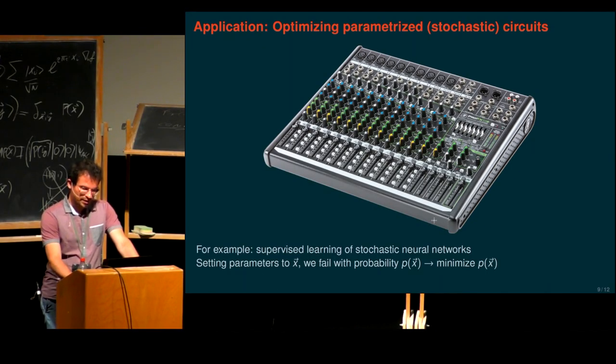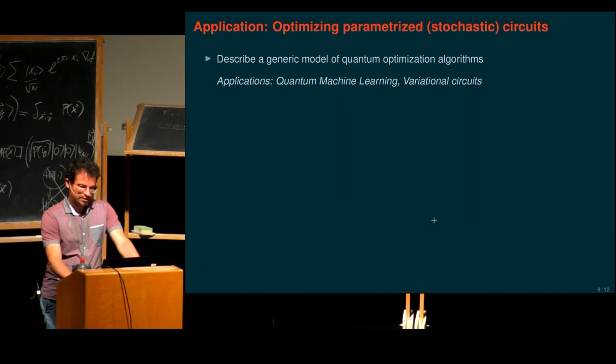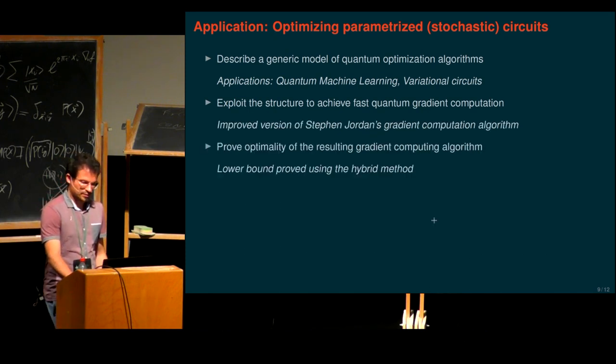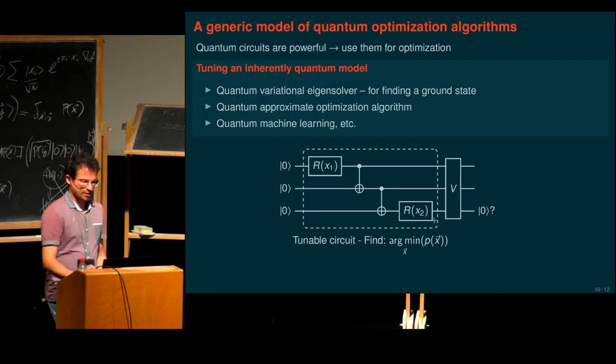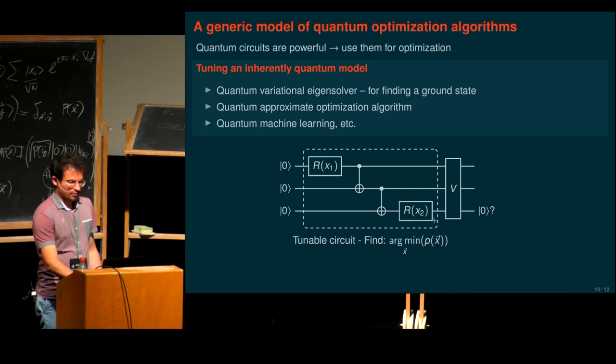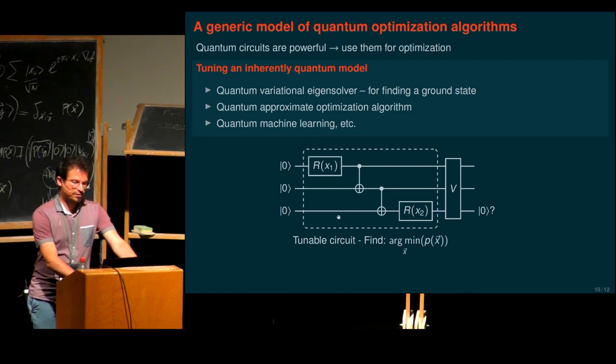And this third application would be the optimization of these parameterized stochastic circuits, and these would be examples that you see in a lot of cases these days. Some stochastic circuits, which are, for example, quantum machine learning variational circuits. I'll just skip a few slides here. Okay, so I would like to explain this slide better for you. When you do, for example, a variational eigensolver or an approximate optimization algorithm or other quantum machine learning stuff, usually what happens is that you have some ansatz circuit.